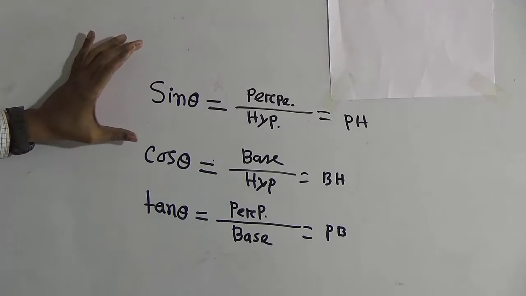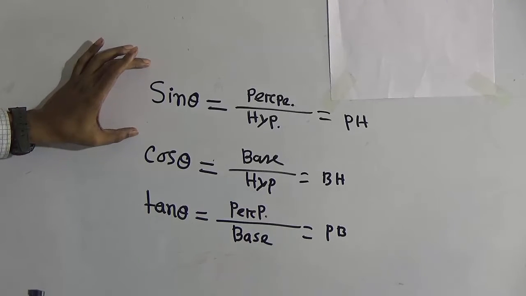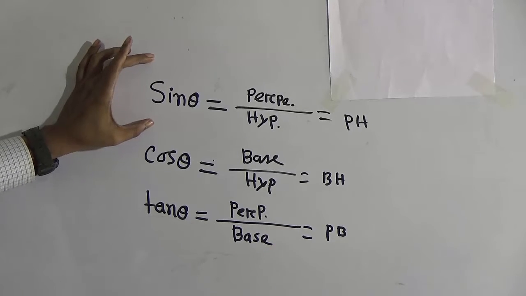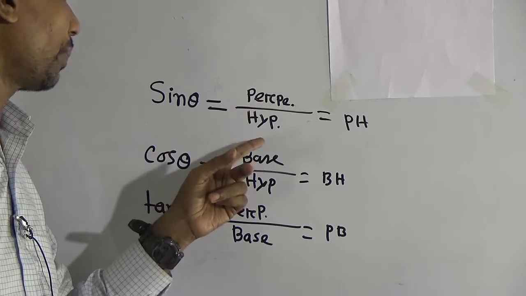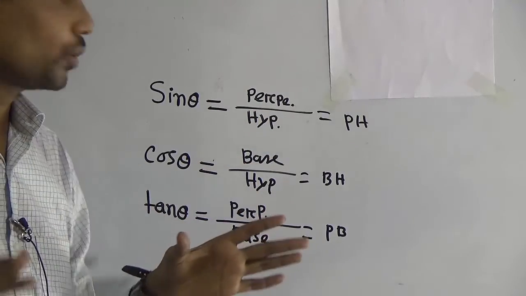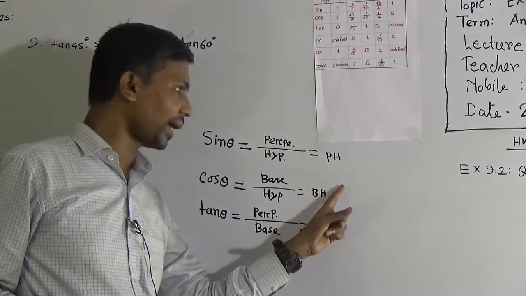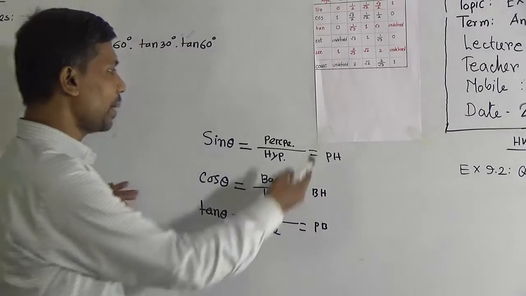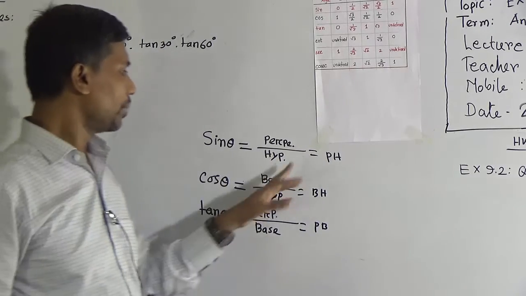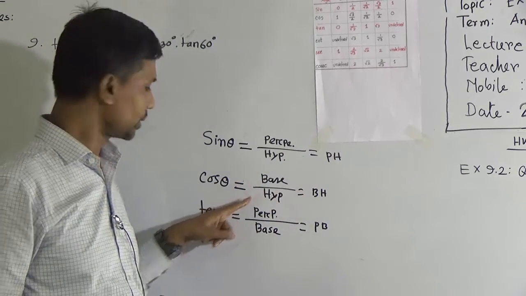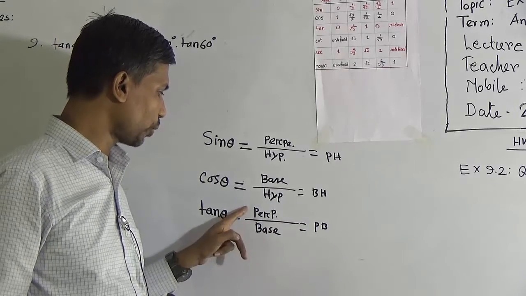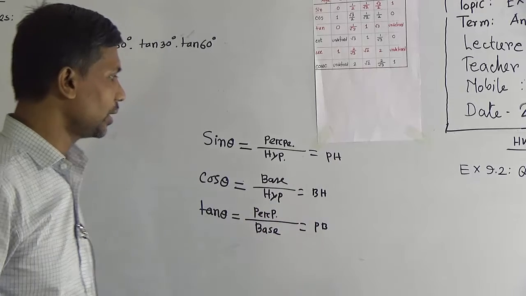But remember, it is very difficult for you to memorize the trigonometric ratios. Suppose sin theta equal to what? Perpendicular or base, or hypotenuse or perpendicular. Sometimes you get confused. So I have written sin theta equal to P by S. That means P is the short form: P means perpendicular, S means hypotenuse. Similarly, cos theta, B by S, that means base by hypotenuse. Tan theta, P by B, that means perpendicular by base. Okay, this is the technique.